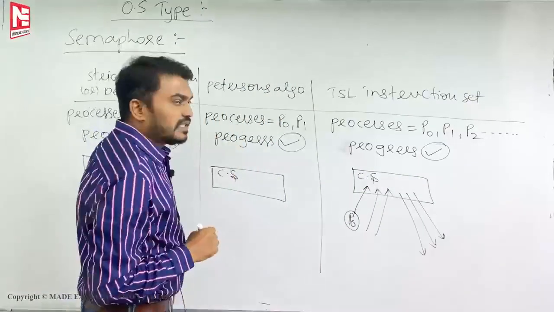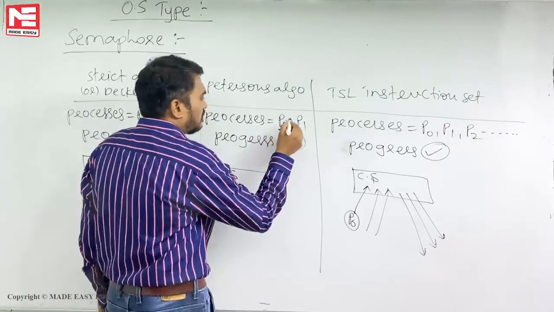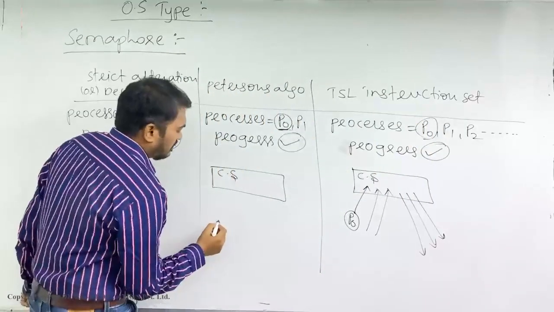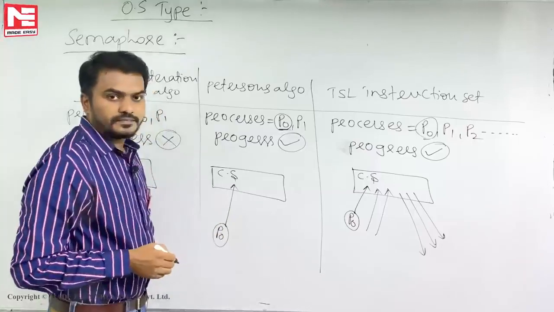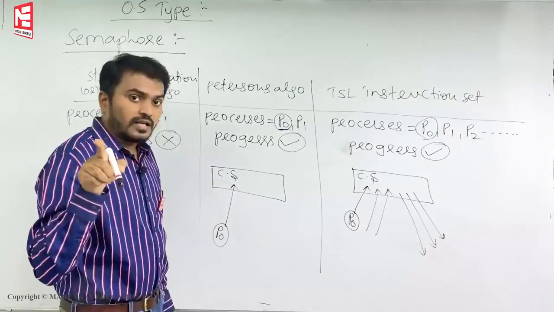Next, here in Peterson's algorithm, you also have two processes. Think about only P0. So what you will do is the same thing: you bring P0 into the critical section. That means running the whole code.